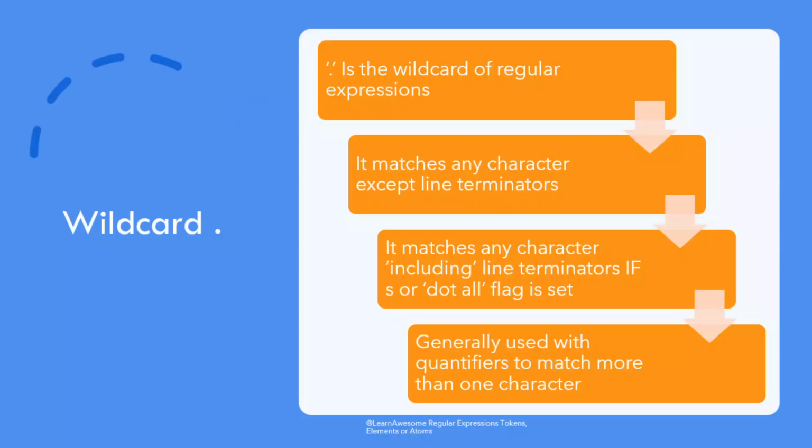The dot or period character is considered a wildcard in regular expression terminology and it matches any character, whether it's a digit, letter, special character, just anything. It even matches new line or line terminators if the S or dot all flag is set. Otherwise, those are the only exception to its unlimited matching power. It is generally used with quantifiers. So let's see for ourselves how it works and head over to regex101.com.